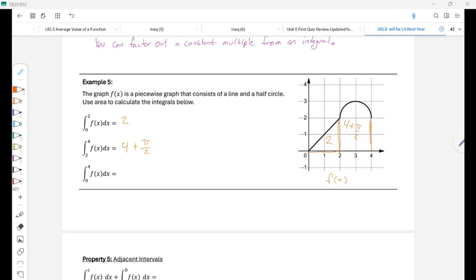So if I had just given you this bottom integral, that's what you would have done. You guys probably also would have put an extra line here. But you would have found those two separate pieces and added them together. And our integral ends up being 2 plus 4 plus pi over 2, which is just 6 plus pi over 2.